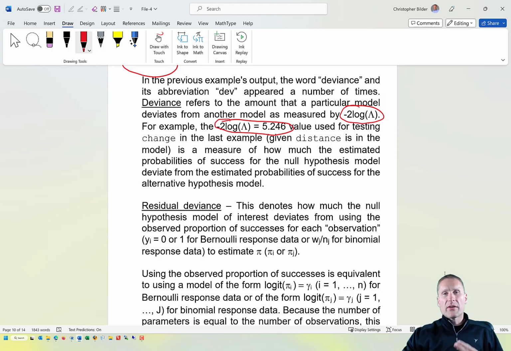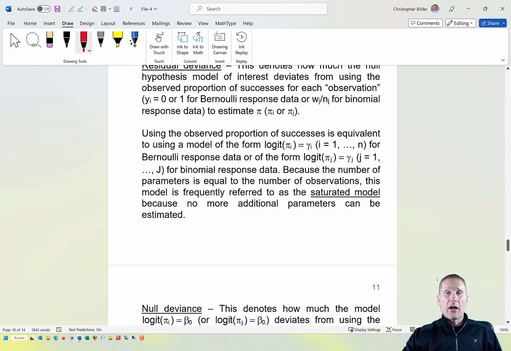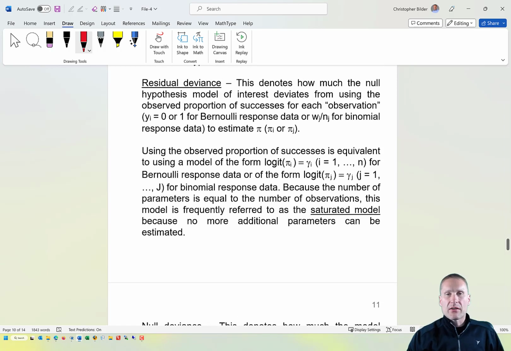There are two particular deviance statistics that you will often see in logistic regression model and other kinds of models output. The first type is referred to as a residual deviance. All this does is give us our -2 log lambda statistic for the following hypotheses. The null hypothesis model is the model of interest, what you're actually fitting with the GLM. Previously, we estimated the model with distance and change, so that could be our null hypothesis model. What we can do is compare that model to a model that uses the observed proportion of successes for each observation instead.